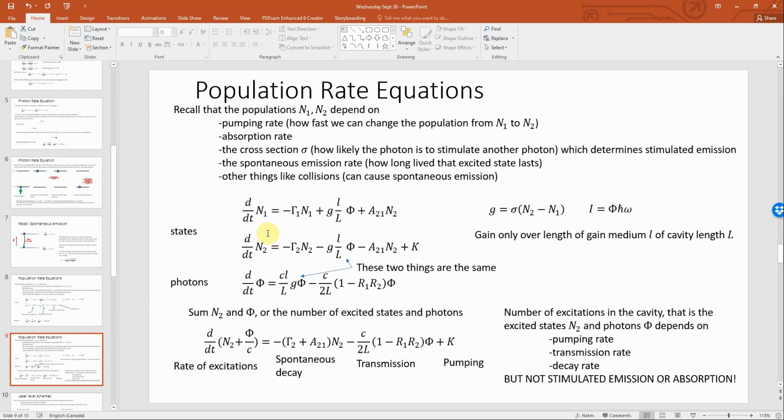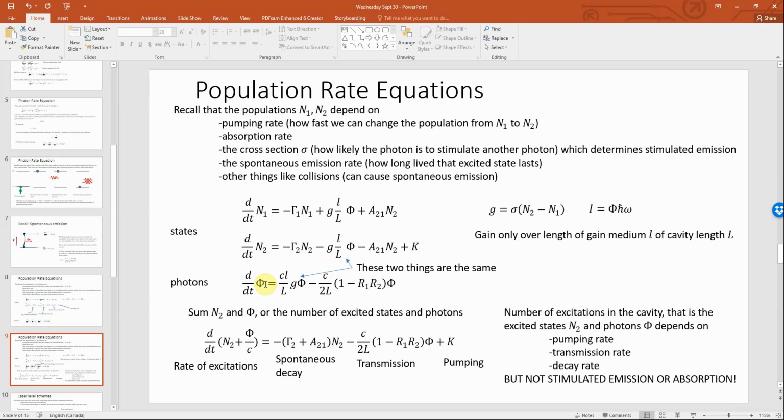Now, if we convert these things to all be related to one another, then what we're trying to do is look at the number of excited states and photons. So it's kind of like the excitations. N2, of course, are excited states, and you can think of photons as some kind of excitation within the system, because it's some kind of extra energy in the system, just like N2 is some electron or atom that's in an upper state. So we'll call N2 and phi by C these number of excited states or number of excitations.